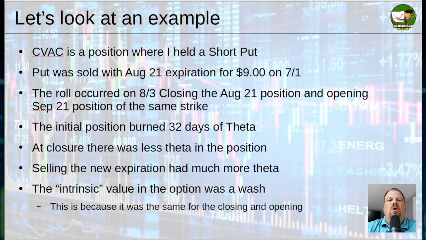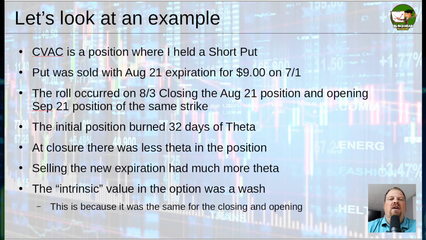And when I did the roll, I bought back the short put to close that August position, but the position wasn't quite profitable yet for me, and I wanted to maintain my thesis on CVAC. And so I wanted to extend the duration of my trade. So on August 3rd, I then sold a short put again with the same strike as my original short put, except this time the expiration was in September.